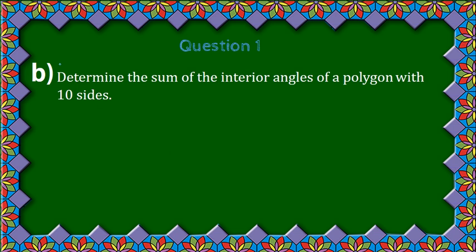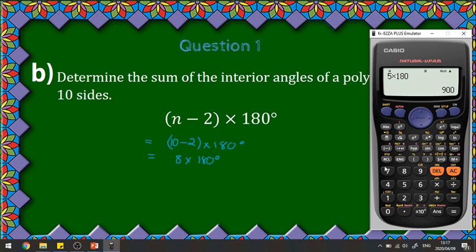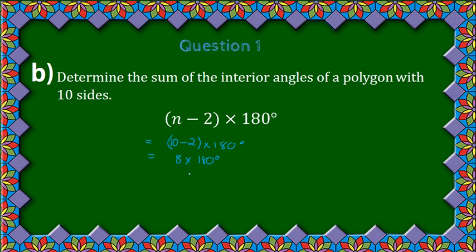Now for B, once again, the same question. All the question ones are the same; they just change the number of sides. So once again, I have my formula, and in this case, we've got 10 sides. Substitute in 10 minus 2 times 180 degrees. So this gives me 8 times 180 degrees. And if I use my calculator, 8 times 180 is equal to 1440.